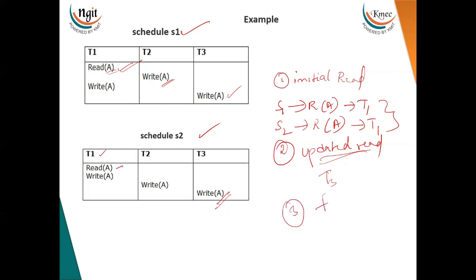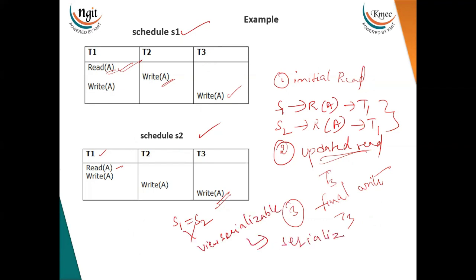With the third condition, that is what? Final write. Who made the final write operation on the account in schedule 1 and schedule 2? T3 made the final write operation. And similarly, in schedule 2, T3 made the final write operation on account A. So here the final write is made by T3 as well. So as all the conditions are satisfied, you can simply say that S1 is equal to S2, which means these two are view serializable. You can straight away say that it is serializable as well. Hope you have understood today's lecture. Thank you.